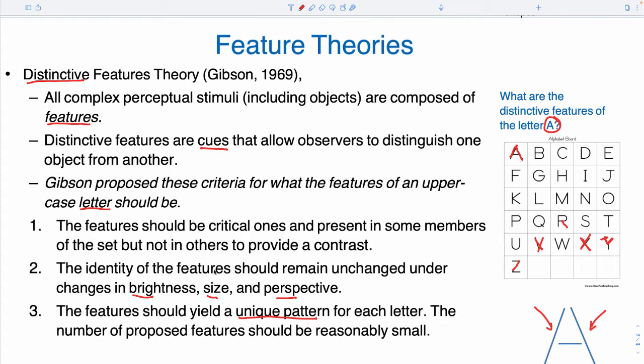These diagonal lines indeed remain unchanged even if we make the letter A bigger or smaller, or change its color, its brightness, whatever. Those features should yield a unique pattern. So how they are arranged together is going to be also important. That creates the pattern. So it's the two diagonal lines that meet at the top with the horizontal one in the middle. It's shown here as well. Here's our little horizontal and our two diagonals.